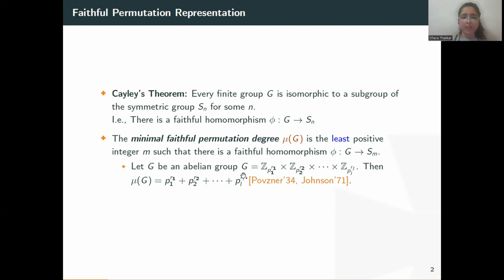For example, for an abelian group G, we can decompose it as a product of cyclic groups. Then μ(G) is the sum of the orders of those cyclic groups in its decomposition. Also, if G is an alternating group An, then we know that μ(G) is n.